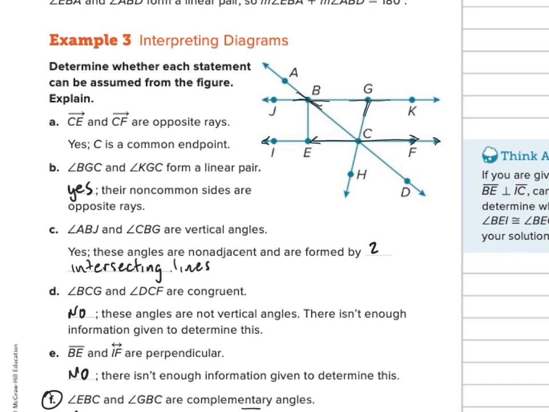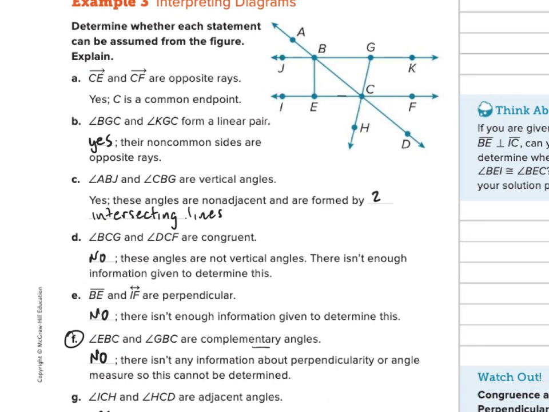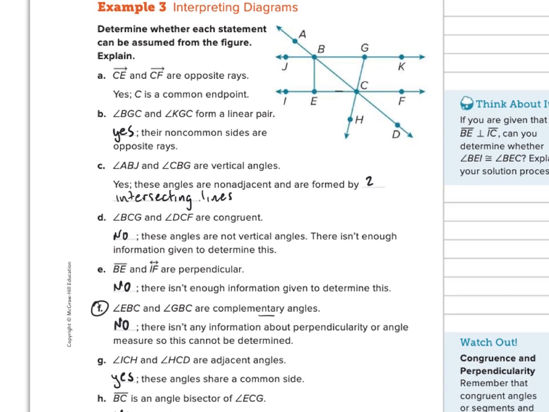BCG and DCF have no relationship of any kind that we have identified, so we can't say anything about those. So that's why it's a no. No relationship that we've introduced yet. BE and IF: we don't know that they're perpendicular because, if they were, I would have some form of right angle indication. So that's a no.